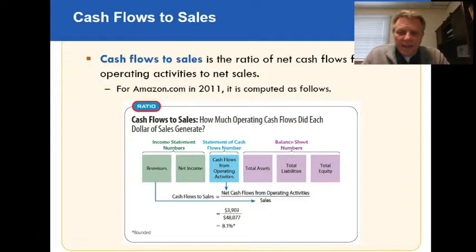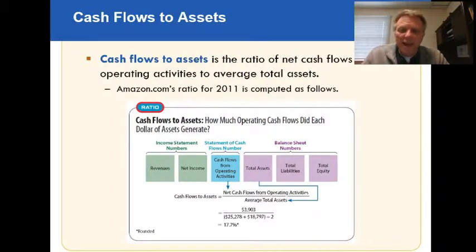And then what about this cash flow to assets? It's the ratio of net cash from operating activities compared to average total assets. And you can see the formulation there. But the other way to read that is for every $1 of assets, Amazon generated about 18 cents. They have billions of dollars of assets, so they generate quite a bit of cash. By any measure, they're generating cash. So those are a quick look at the ratios.